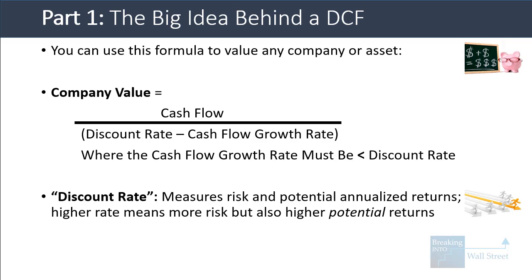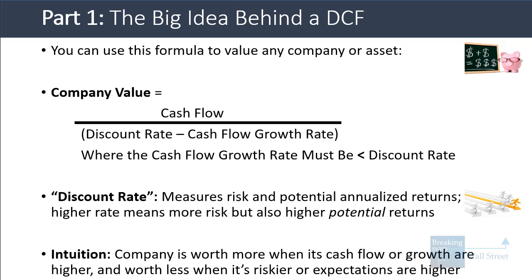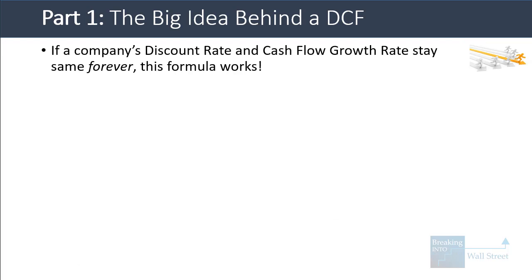The discount rate measures the risk and the potential annualized returns. A higher rate means that there's more risk, but also higher potential returns. The intuition here is that the company is worth more when its cash flow or its cash flow growth rate are higher, and it's worth less when it's riskier or when the expectations for the company are higher. Now, if a company's discount rate and cash flow growth rate stay the same forever, then you can just use that formula and it will stay good forever.